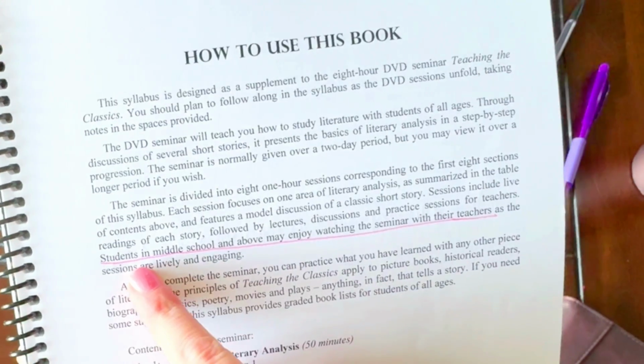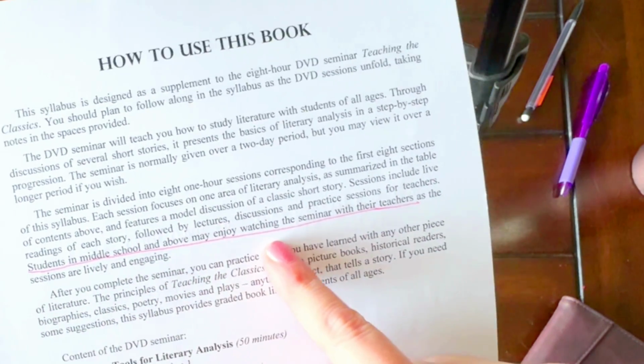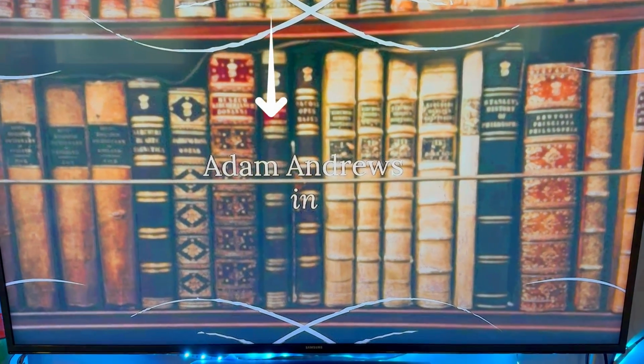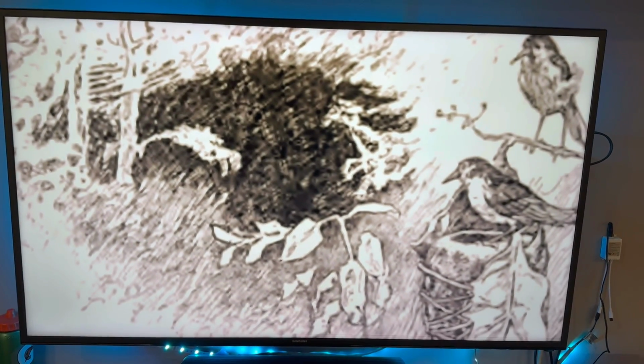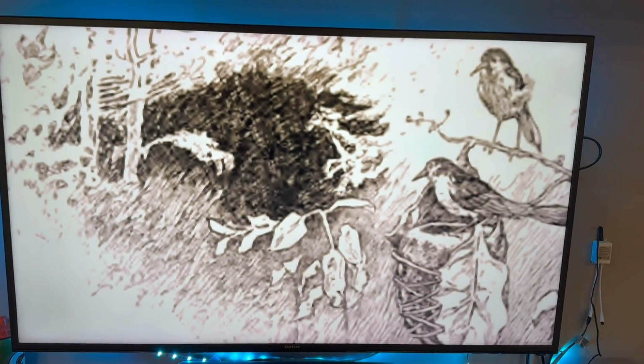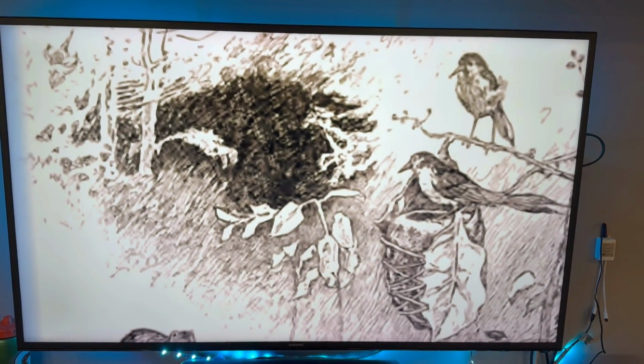It suggests students in middle school and above may enjoy watching the seminar with their teachers. And that is exactly how I have done it. I have also had my 10-year-old sit down with us while we were doing it, because one of the coolest things about it is how it teaches each section. Andrew Pudewa is teaching it like a seminar. So it shows him lecturing and explaining, but when it uses the children's story that I mentioned, he actually reads through it, and they flash pictures from the book onto the screen.